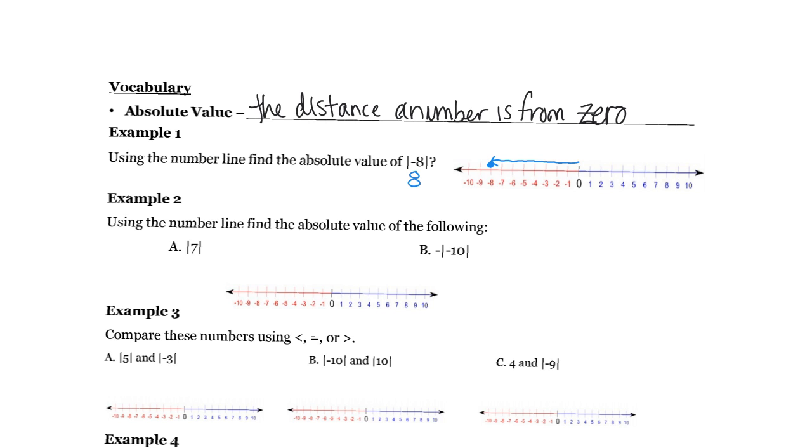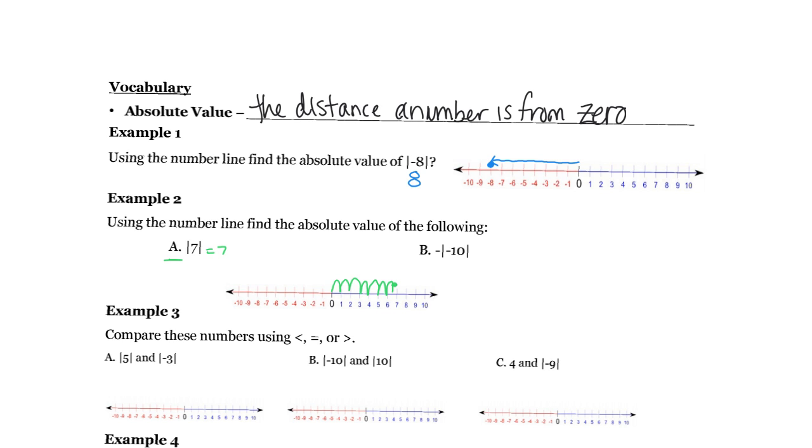Let's look at example 2. I want you to try A for me. So pause real quick and find the absolute value of 7. Hopefully you found that the absolute value of 7 is 7.